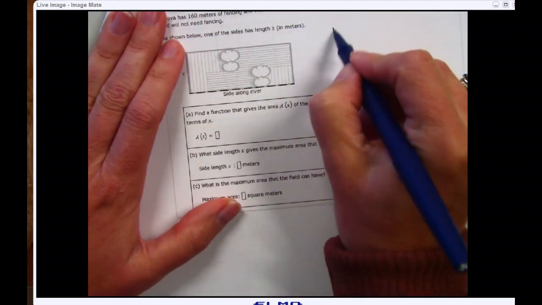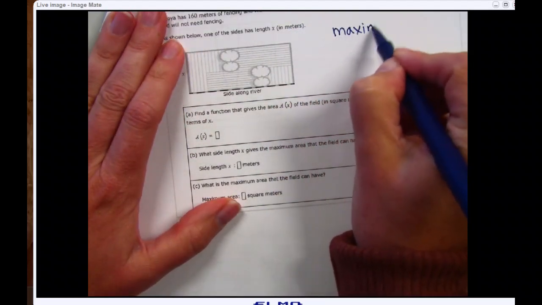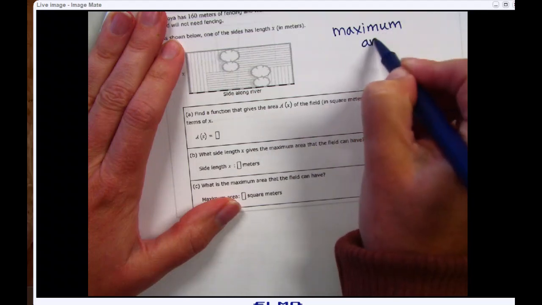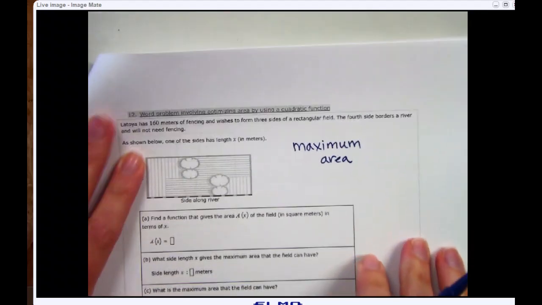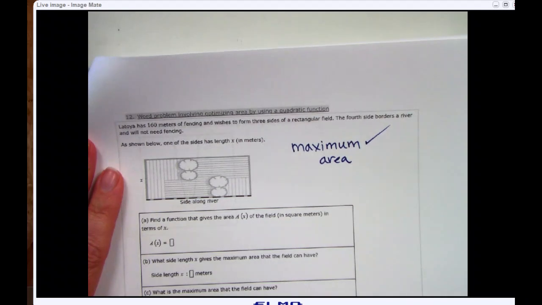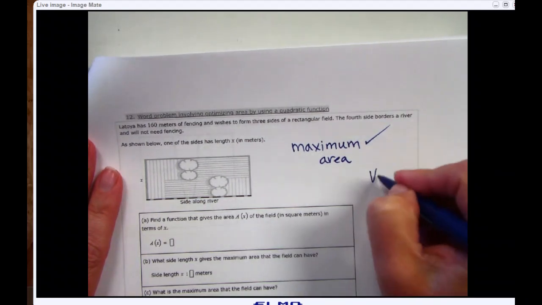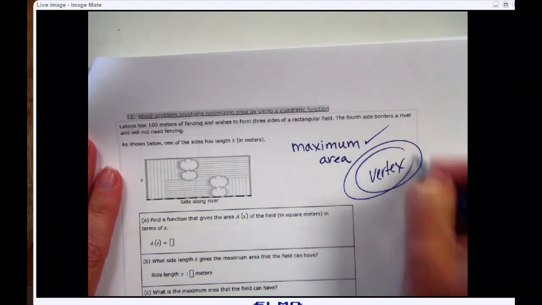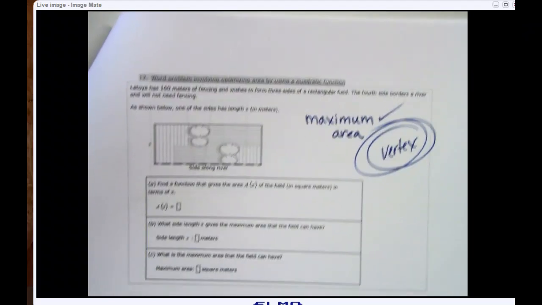Just for the sake of time, I am going to skip over this one. If it's asking for maximum area, what is it looking for? Maximums and minimums, we're just looking for the vertex, okay? So I'll skip over that one.